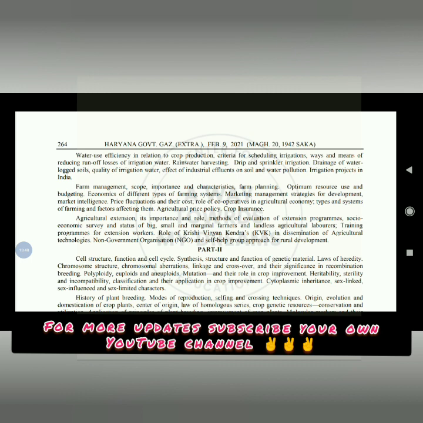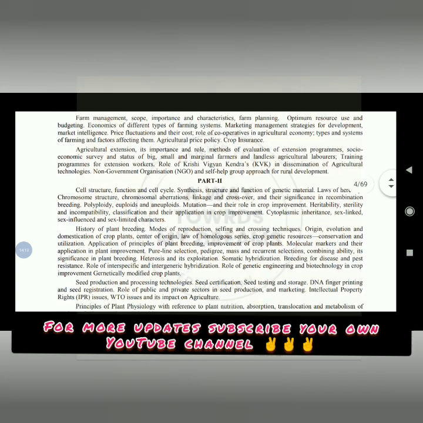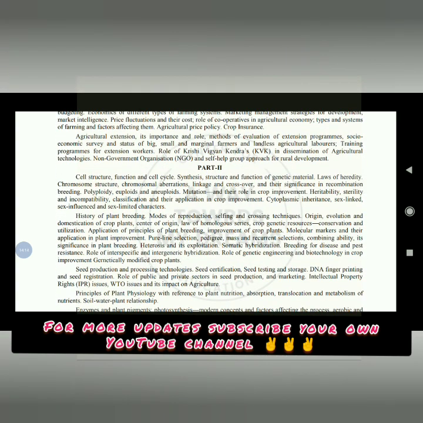big, small, marginal farmers and landless agricultural laborers, training programs for extension workers, role of Krishi Vigyan Kendra in dissemination of agriculture technologies, non-government organization and self-help group approaching for rural development. So in part second, cell structure, function and cell cycle.